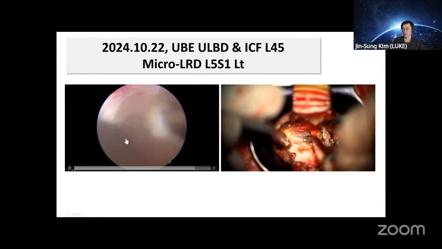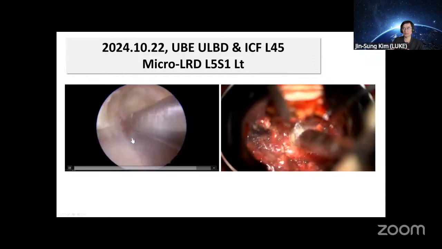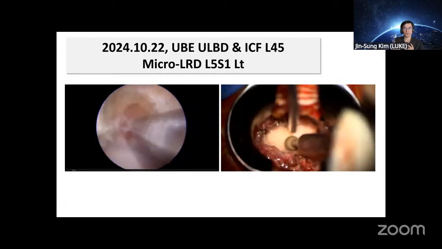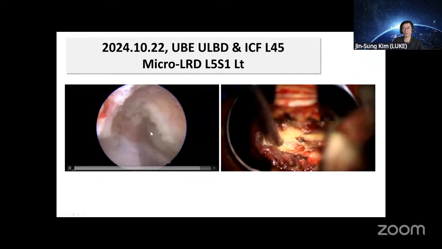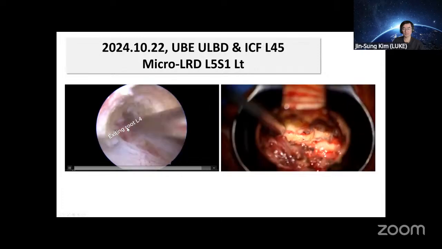Using the scope retractor, I was able to protect the dura. That's why, by the endoscope, we can make a safer surgery than that of the microscope or open surgery. You can see the exiting nerve root there, right?